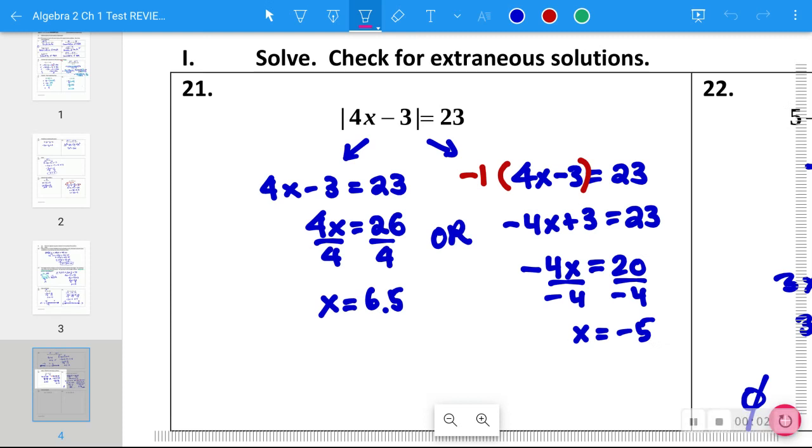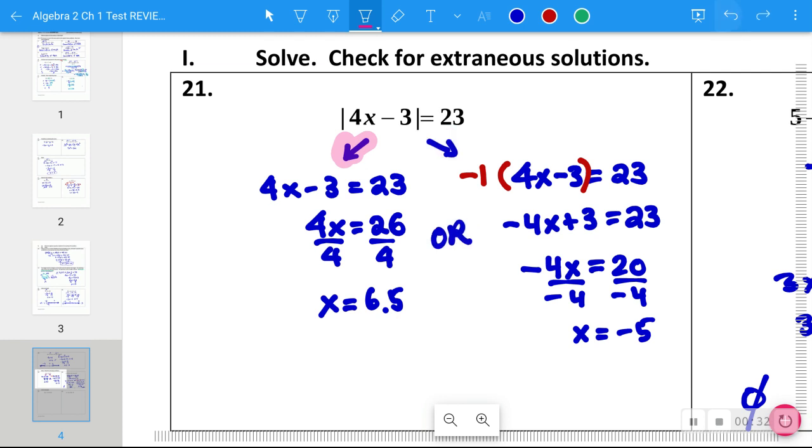Okay, welcome back to the Algebra 2 Chapter 1 Test Review Example sheet. We're looking at problems 21 and 22. And we're going to start here by getting the absolute value part of it isolated. Well, you can see it already is on this problem. There's nothing around it. So as soon as you have it isolated, then you break this up into two copies of itself with the word or in between.